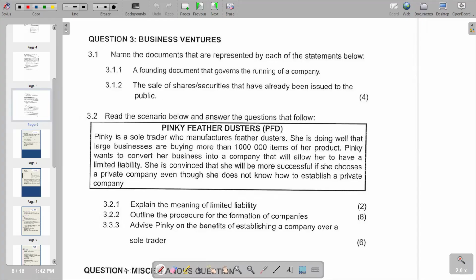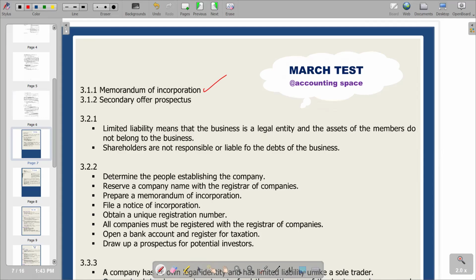So moving on to question 3, which is on our business ventures. It reads, name the documents that are presented by each of the statements below. So 3.1.1, a founding document that governs the running of a company. We know that a founding document that governs the running of a company is a memorandum of incorporation. Then 3.1.2, the sale of shares or securities that have already been issued to the public. So this is a secondary offer prospectus. These are the documents that we have also mentioned in the other section: memorandum of incorporation and secondary offer prospectus. So basically that's what we have.